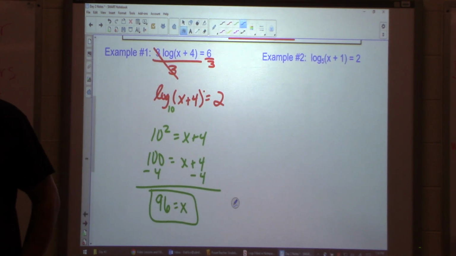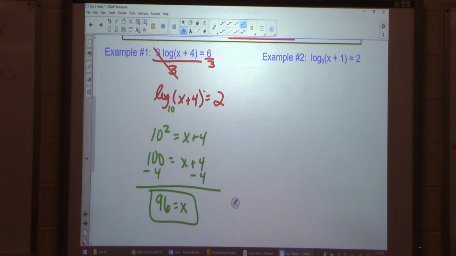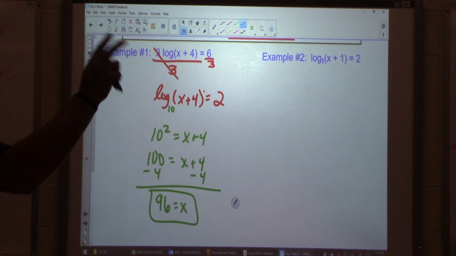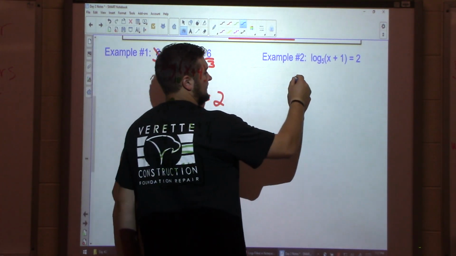Example 2: log base 5 of x plus 1 equals 2. First step, isolate my log expression. What do I do to isolate it? It's already isolated. It's already by itself. Step 2 then, switch it to exponential form.